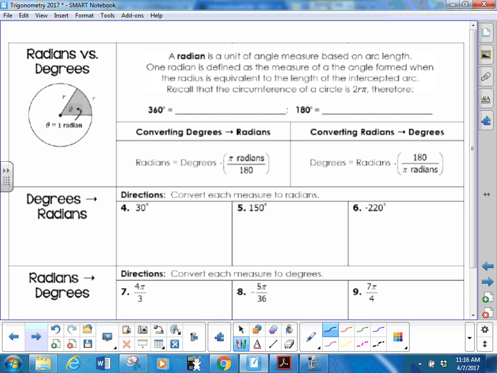And so 360 degrees is equivalent to 2 pi radians, so 180 is just pi radians, which is what we actually used for our conversion.